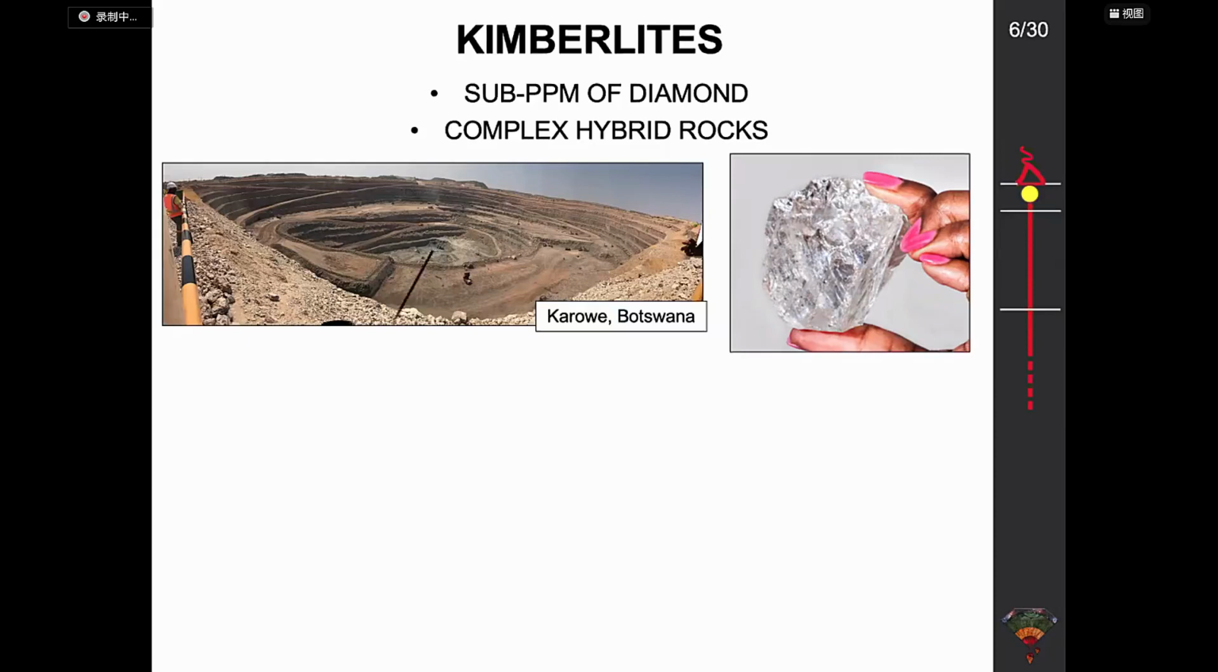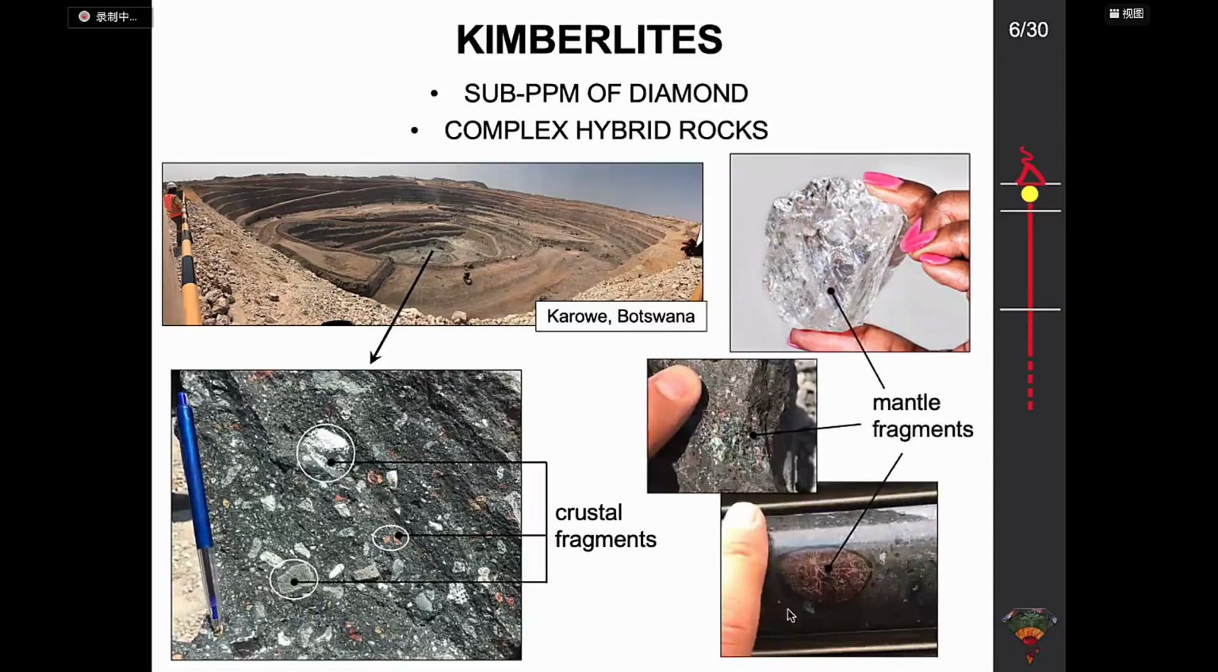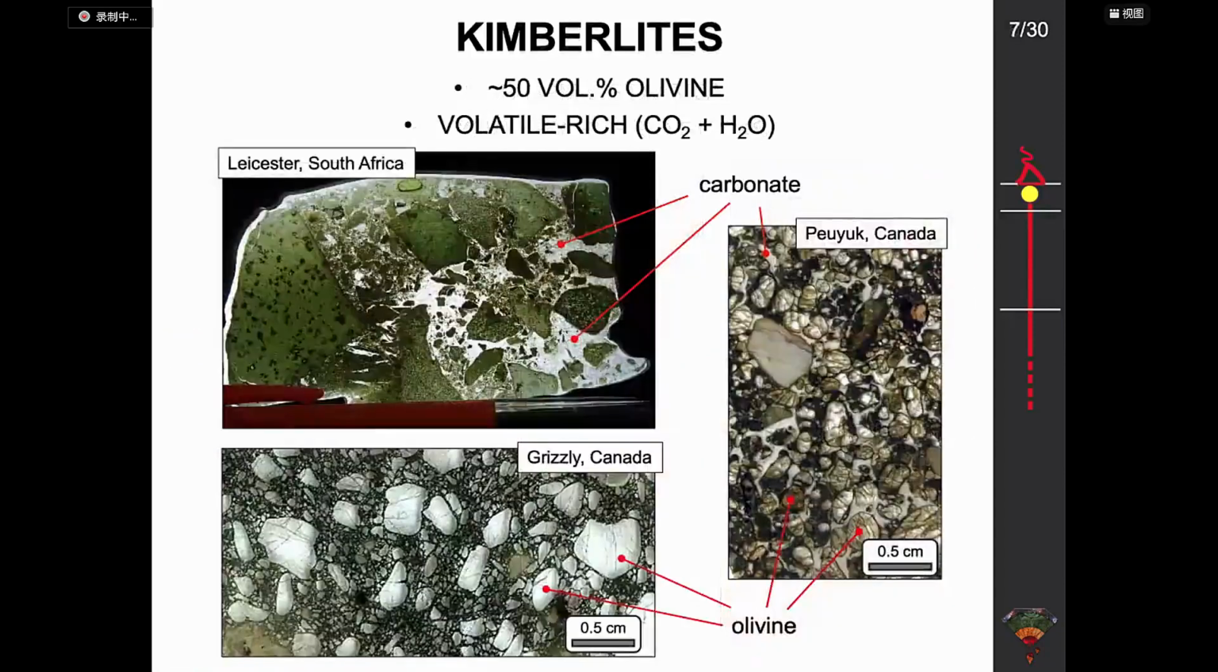So beyond diamonds, kimberlites are quite complex rocks that host abundant crustal fragments, as well as abundant mantle fragments, such as this nice garnet xenocryst down here. This is an eclogite microxenolith, and of course diamonds. Olivine is the main constituent of kimberlites, roughly occurring at about 50% in volume. But I'll come back to olivine later because it's really the central focus of this talk.